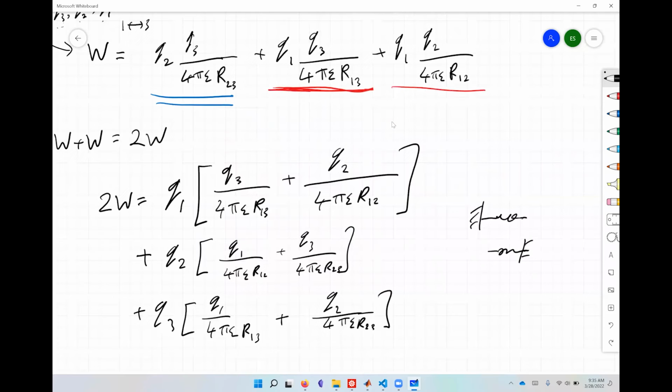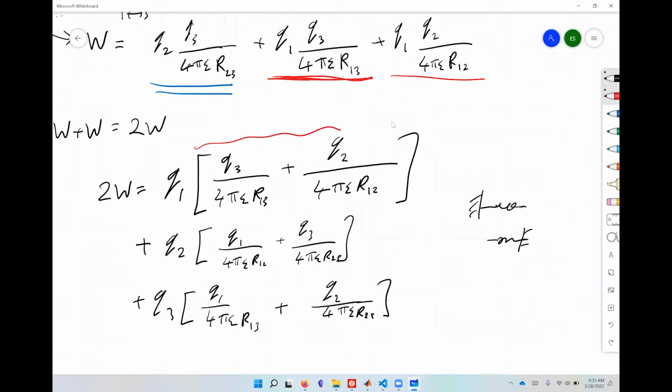So an interesting pattern emerges. What is this? This is R13, so this is 1, 2, 3. This is R13 and R12. And then I have Q3 and Q2. This is the voltage at P1 due to Q3 and Q2.